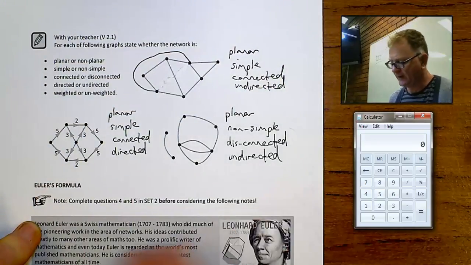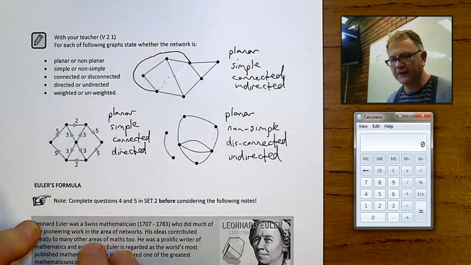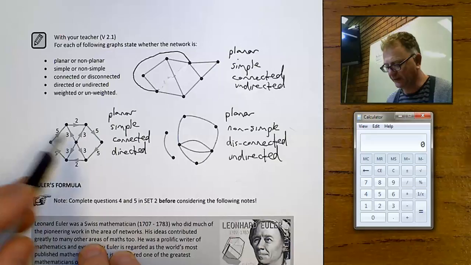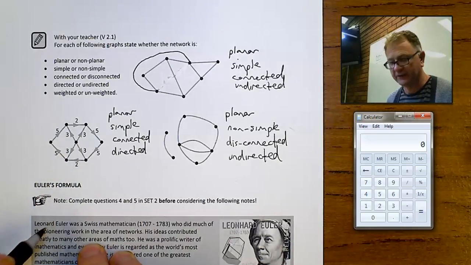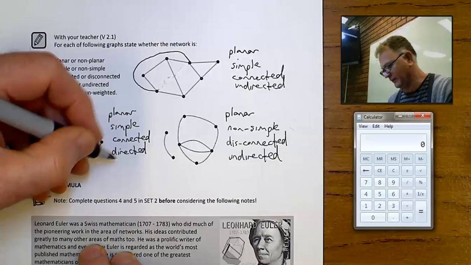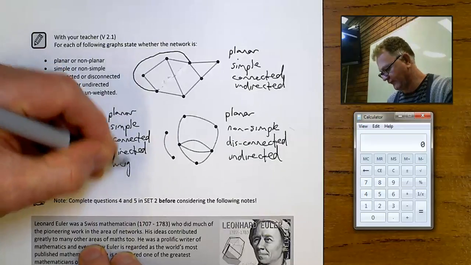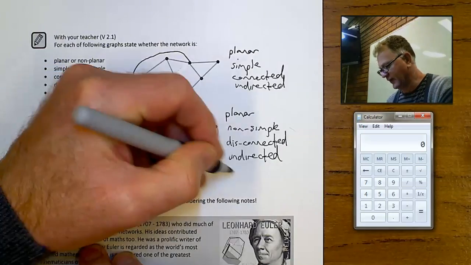And the last thing is a network is weighted if there are some little numbers on here which might indicate things like distance, time, things like that. This is a weighted network. These are unweighted.